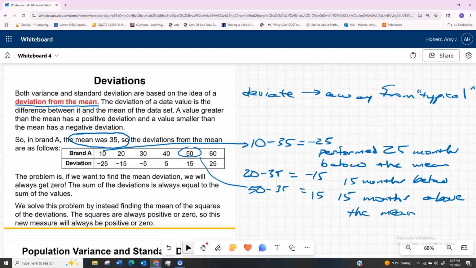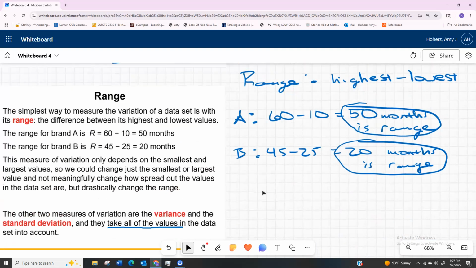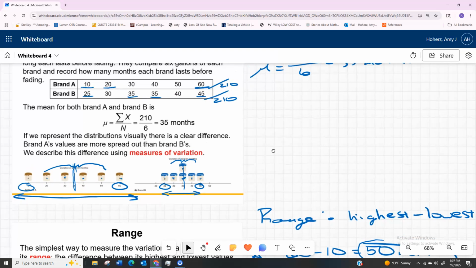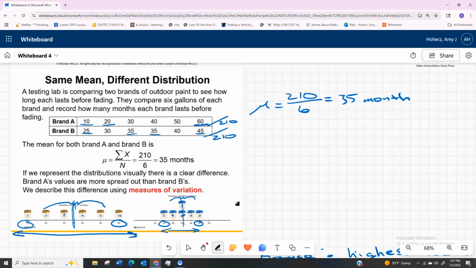So in advertising, let me go back up here a little bit. So in advertising, if we were looking at these two brands, advertisers would probably be more happy with brand B because they could say it was more consistent. It was more reliable. These are terms you hear a lot in advertising. Our brand is reliable, it's consistent.